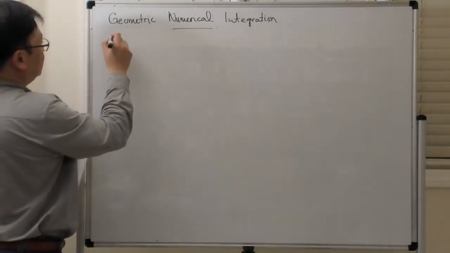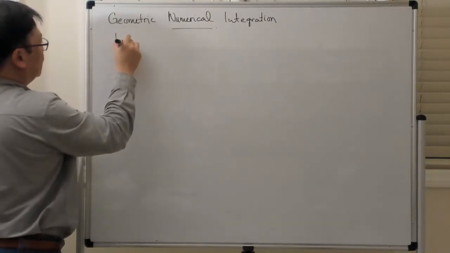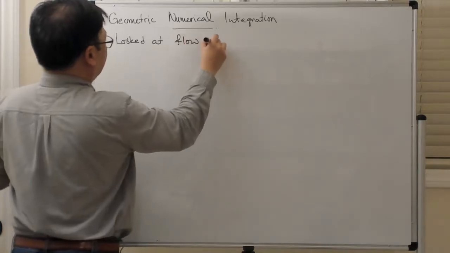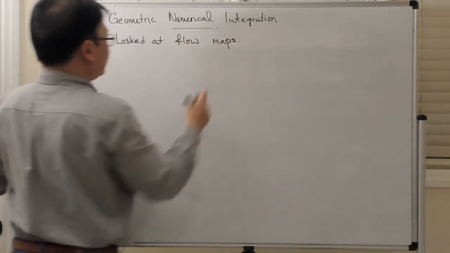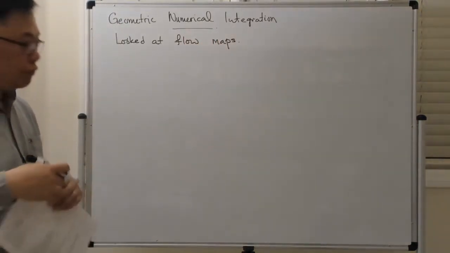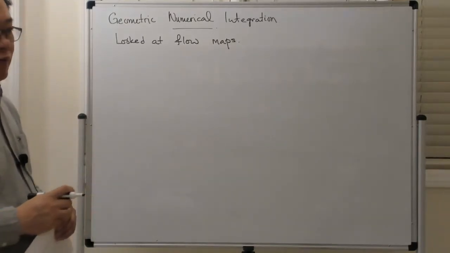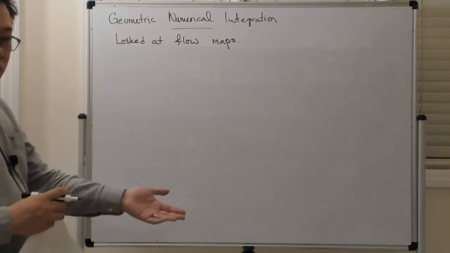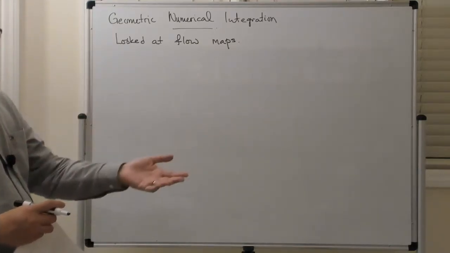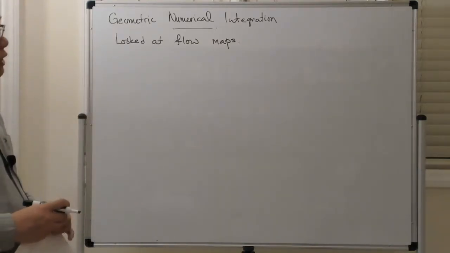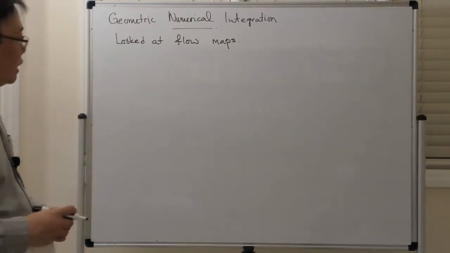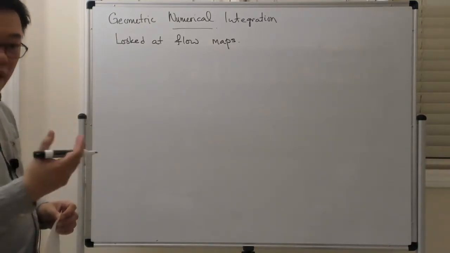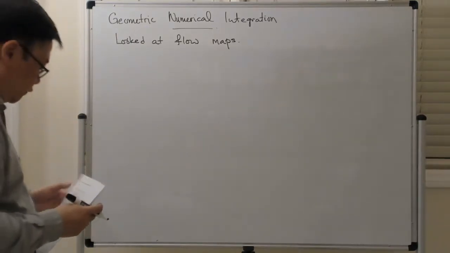So we looked at flow maps. The reason we looked at flow maps is that these were objects very natural to compare with numerical one-step methods, right? Because they both had the property that they took some initial condition and some time step, and then gave you either the solution or an approximation of it at some later time. So we looked at flow maps of dynamical systems because they were the natural objects to compare numerical methods to.